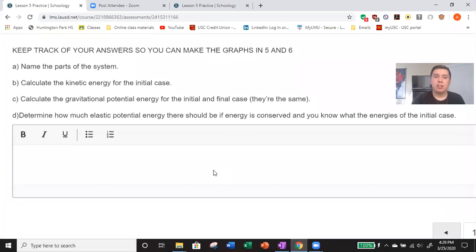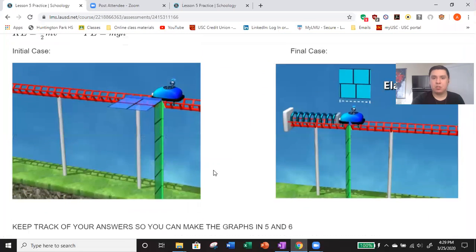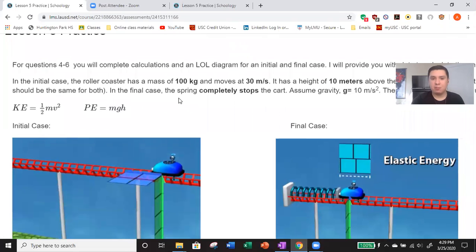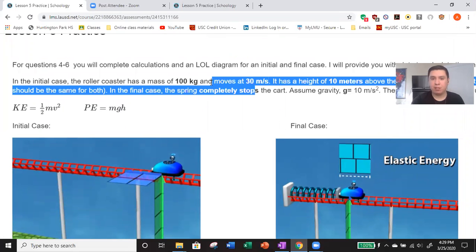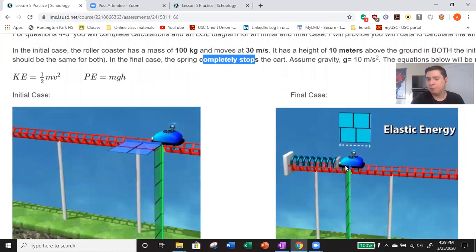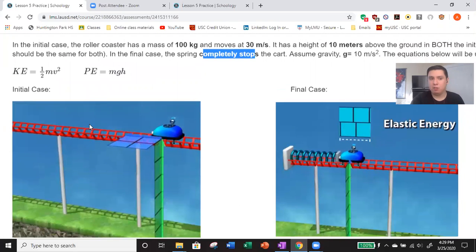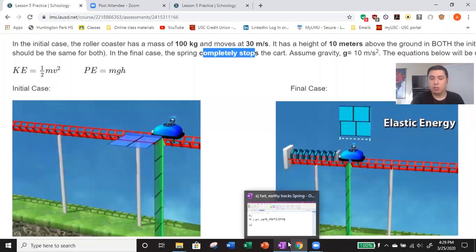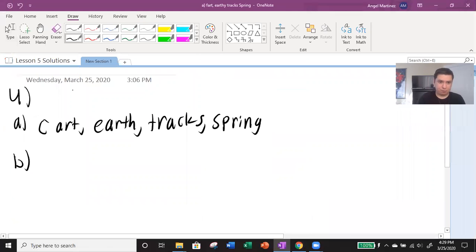B, calculate the kinetic energy in an initial case. So I only said initial case because I said in the final case it completely stops. That means it does not move. There's no kinetic energy here when it stops, only here when it moves. So let's do that.